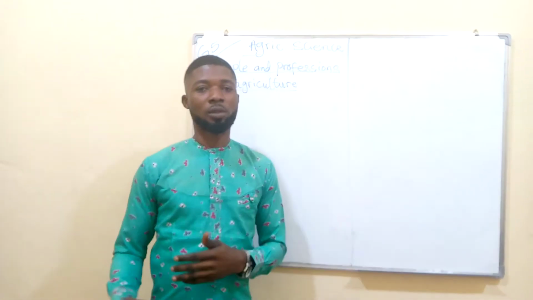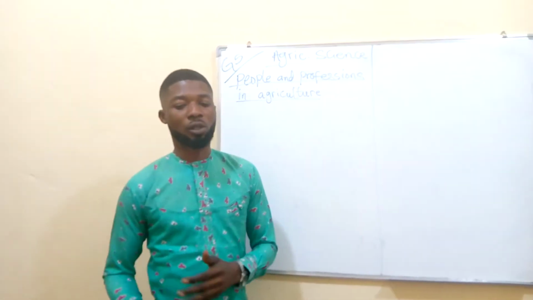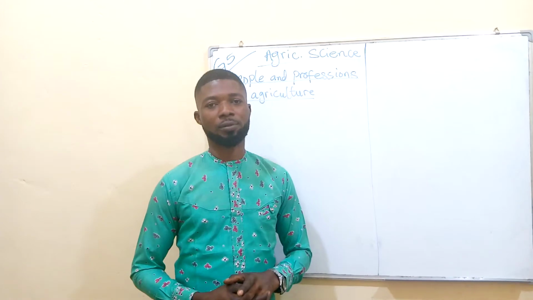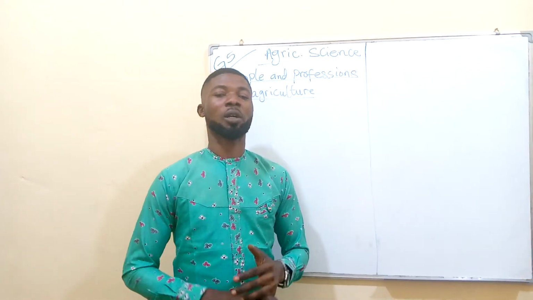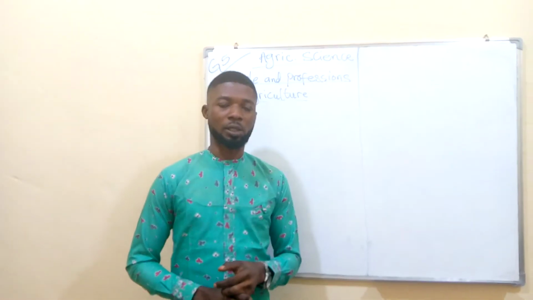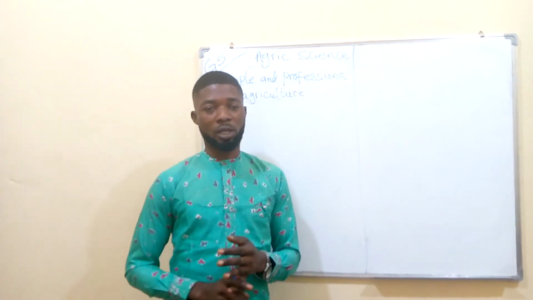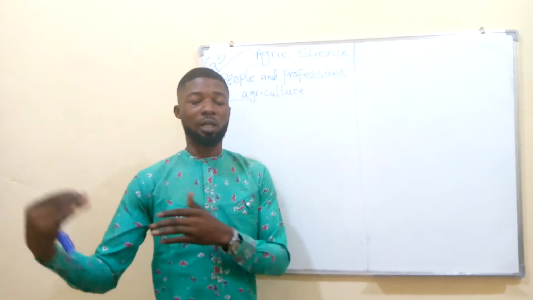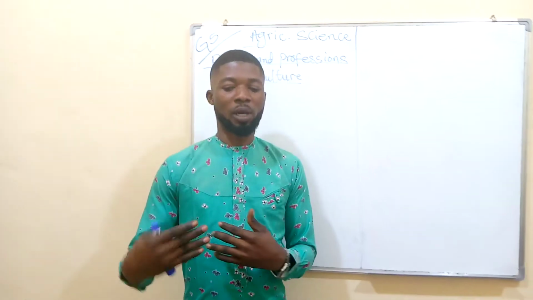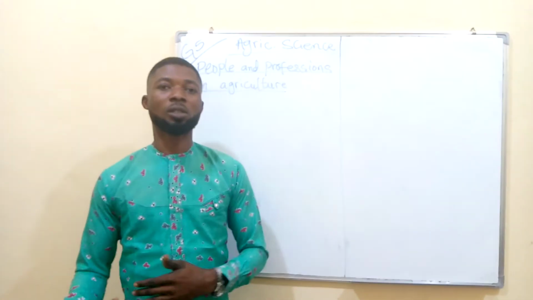Now, having known the meaning of people and professions in agriculture, we will go into mentioning the different professions in agriculture. Number one, animal scientist. Number two, crop scientist. Remember we said that agriculture involves growing crops and rearing of animals, so that's why we have animal scientist and crop scientist. Number three, soil scientist.